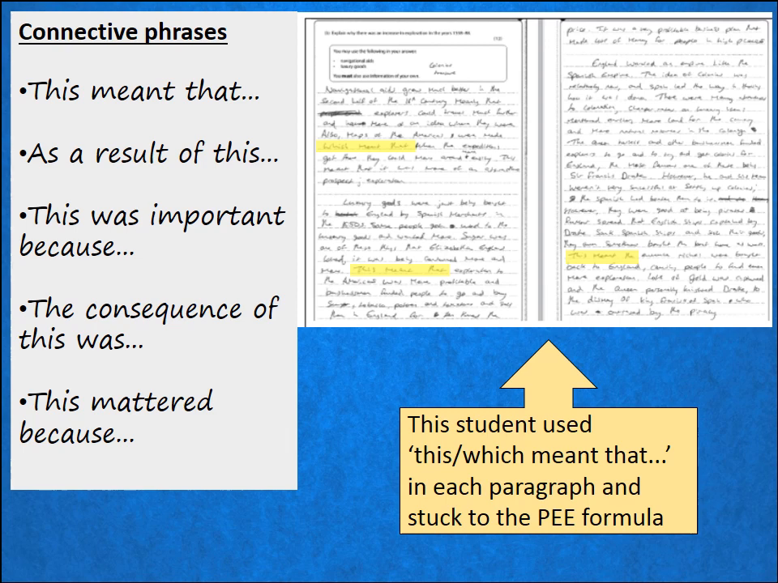You can use the same one repeatedly. Indeed, our student here, and this is a full marks answer, repeatedly just used the phrase "this" or "which meant that" to lead herself into the explanation phase of her paragraphs.